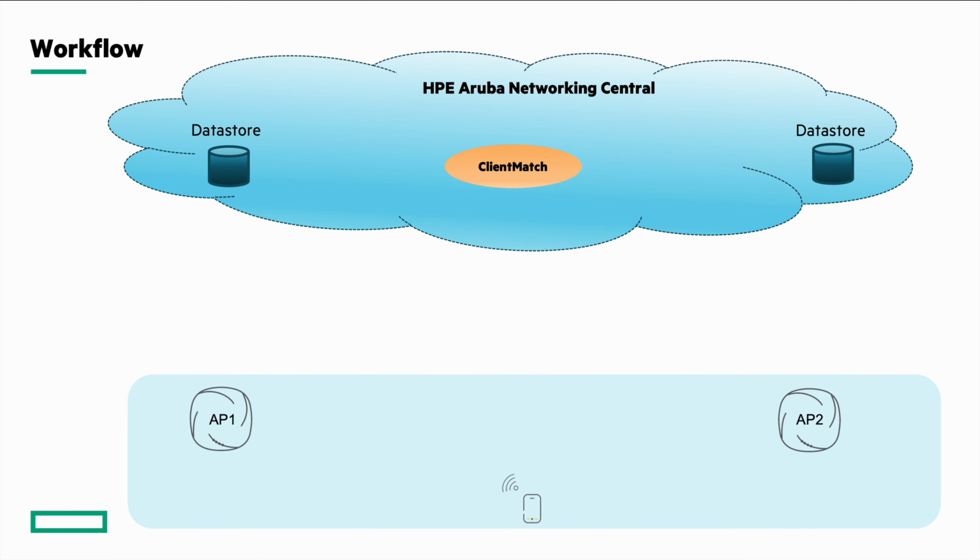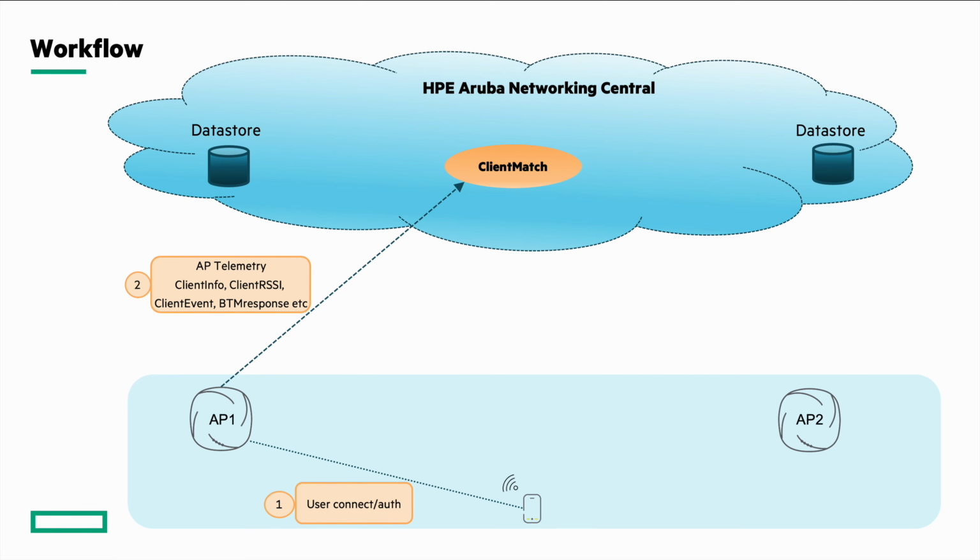Now let's look at the workflow of ClientMatch service. This is a high-level workflow of the ClientMatch service when steering a client device. So access points send telemetry to the ClientMatch service in Central. This is not only for the associated clients, but for all the clients that it can hear. The AP telemetry includes information like client info, which includes the client capabilities, client RSSI, which is the received signal strength, client events like roaming success or roaming failed, which the source AP sends to the cloud, and BTM response event, which is the response from the client for the BTM request messages. These are some of the AP telemetry that is sent over to the ClientMatch service in Central.